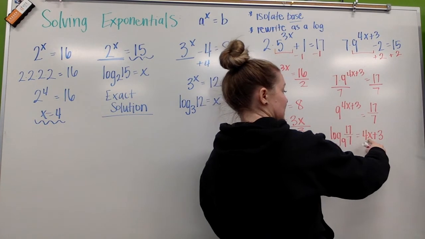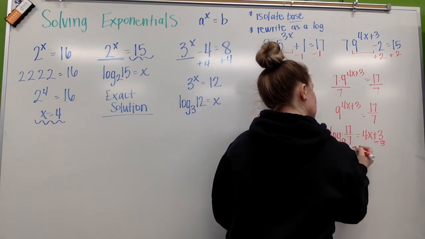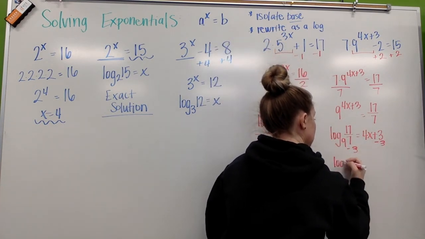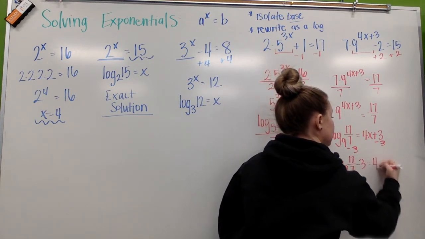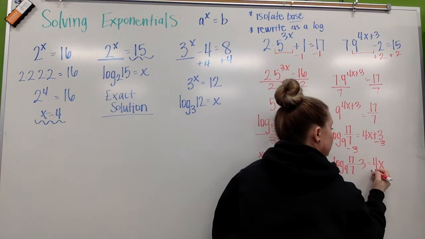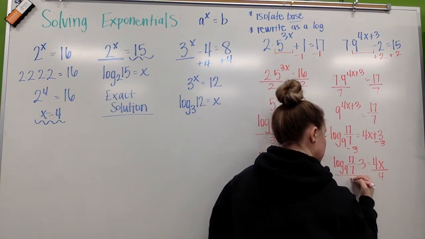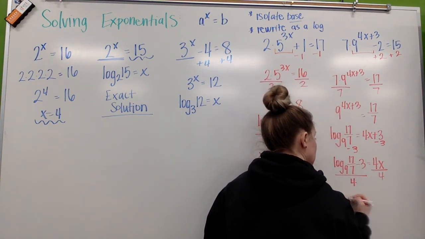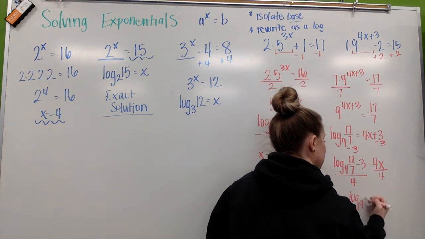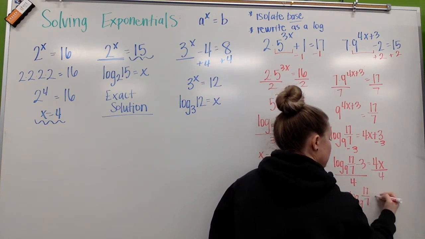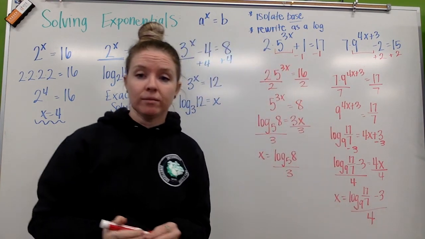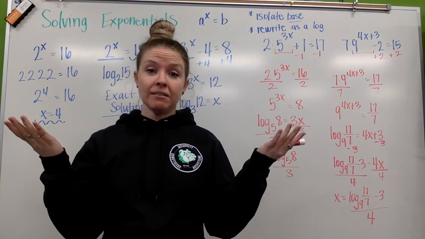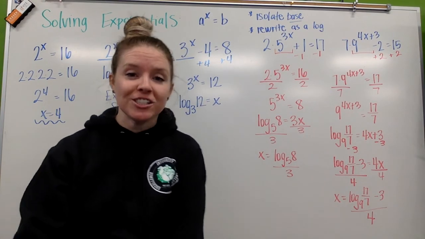Now I need to isolate the x, so I'm going to subtract 3 from both sides. Log base 9 of 17 over 7 minus 3 equals 4x. And my last final step is to divide by 4. So x equals log base 9 of 17 over 7 minus 3, all divided by 4. Okay, good luck. If you have questions, let me know.